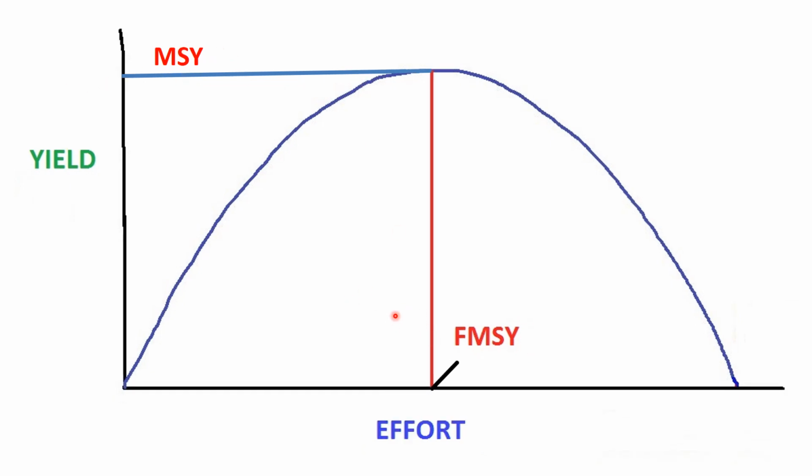In the same way, if you plot effort against yield, then the effort at which you get the maximum yield is the FMSY. At that particular effort, you are getting the maximum yield. So this is the FMSY, the fishing mortality at MSY. And the maximum yield is the MSY.